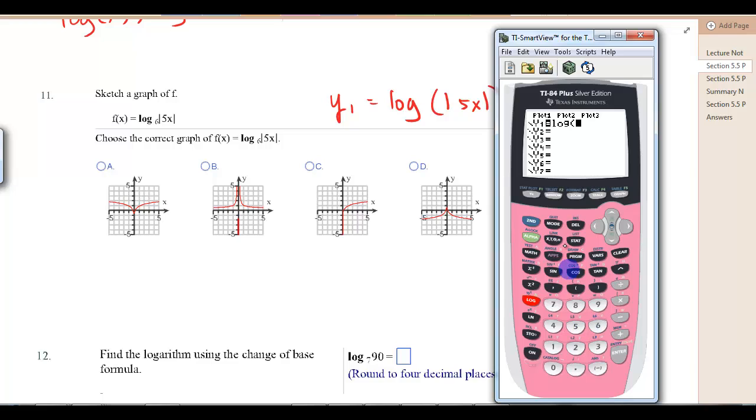Log absolute value, second catalog will get you that. And we're going to put 5x in the middle. We're going to use our right arrow to go outside that, divided by log 6, and graph.